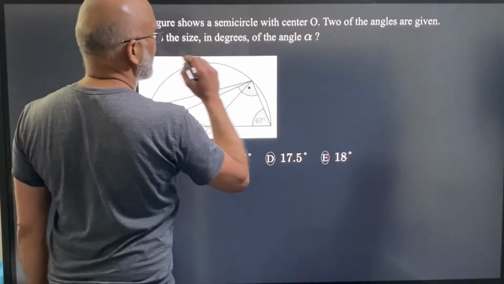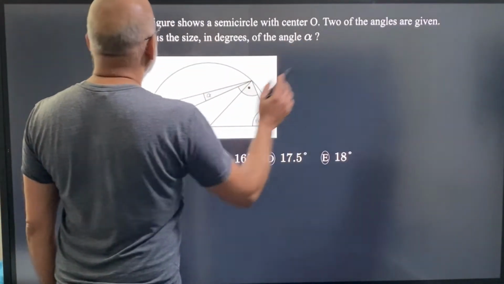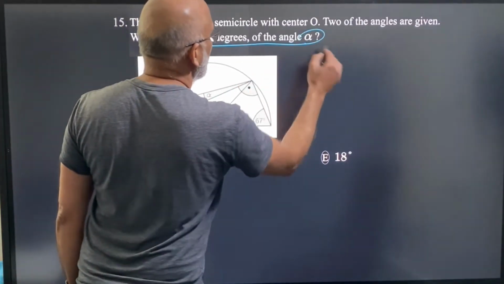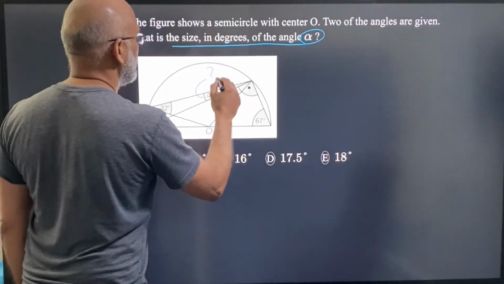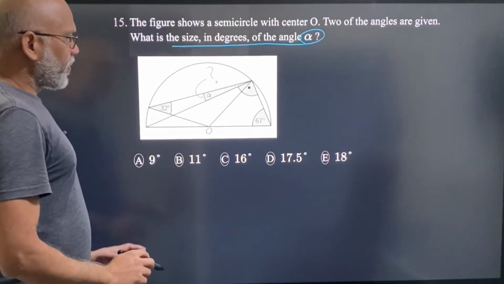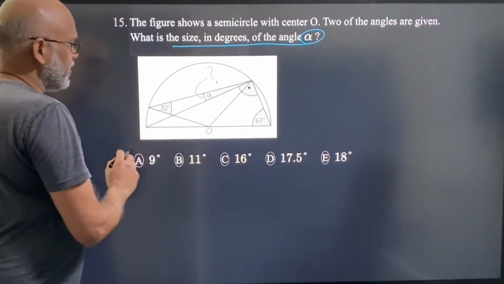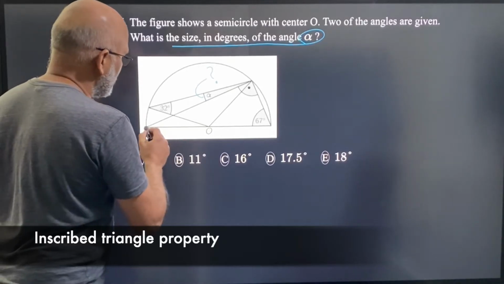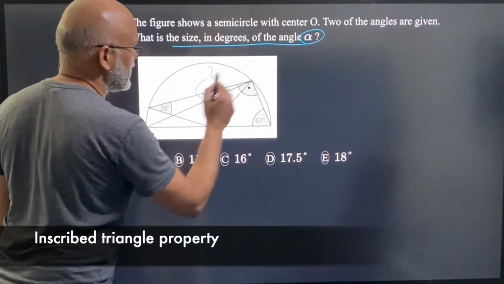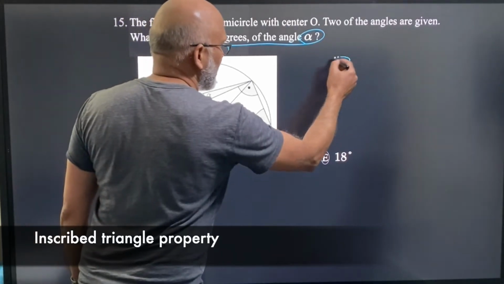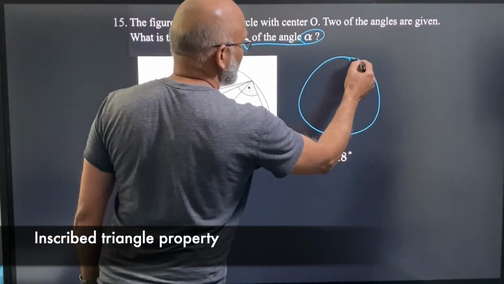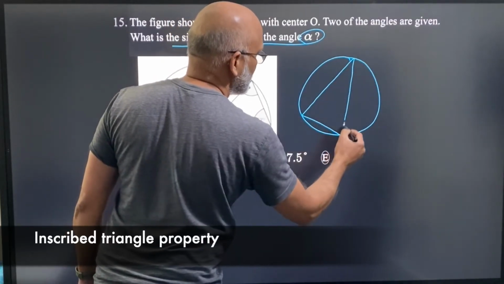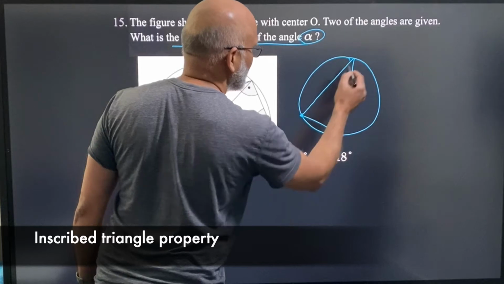The figure shows a semicircle with center O. Two of the angles are given. All right, and these two. What is the size in degrees of the angle alpha? All right, so what is this angle, alpha? Okay. So this is a semicircle. Now, this is actually an inscribed triangle, the triangle with these vertices, right? So what is an inscribed triangle? An inscribed triangle is such that all three vertices lie on the circle, right? So this is also an inscribed triangle, right?